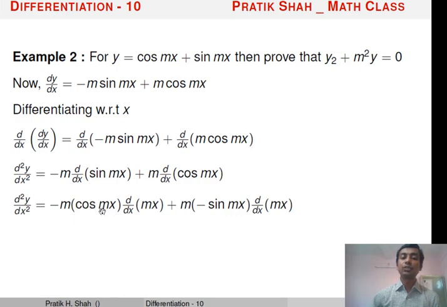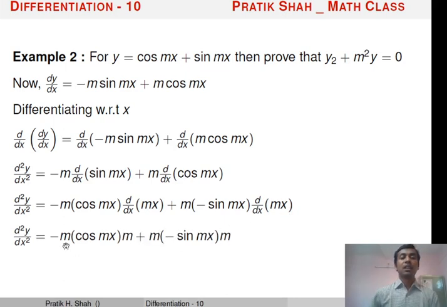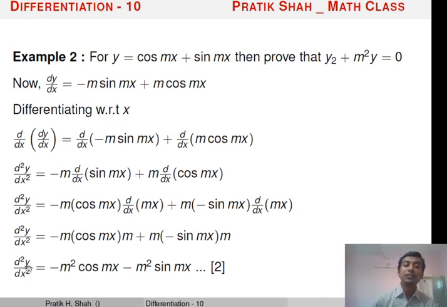Differentiation of sin is cos, so cos mx into differentiation of mx. M as it is, differentiation of cos is minus sin, so minus sin mx into differentiation of mx. M cos mx, m is outside because it is constant. Differentiation of x is 1, so here we are left with only m. Similarly, m is outside, we can take it outside because m is constant, and differentiation of x is 1. So this is d square y by dx square, or we can say y2, minus m square of cos mx minus m square of sin mx.